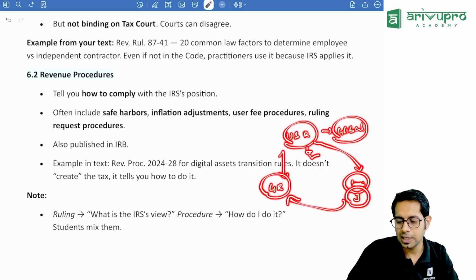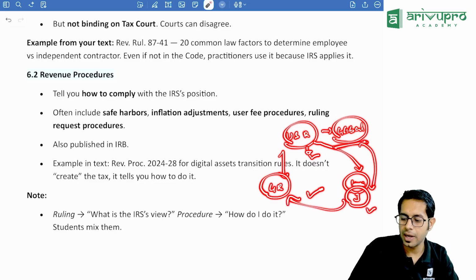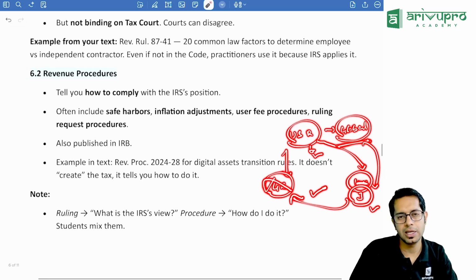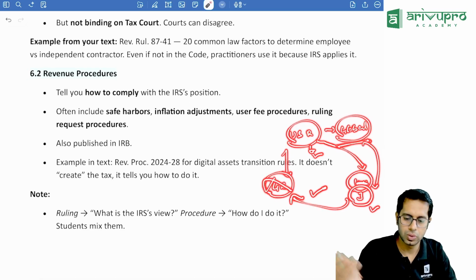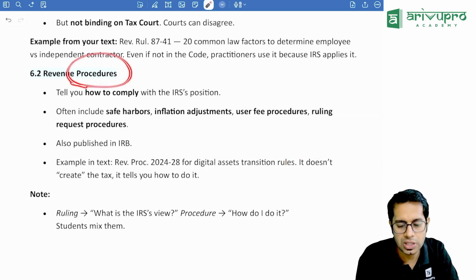Should I pay tax in US on that income? Lawmaker says yes, you should pay. Now, there may be safe harbor rules, which may say that if you have already paid the taxes in Japan, you don't have to pay tax in US. So, safe harbor rules are there. So, these procedures will tell about that.